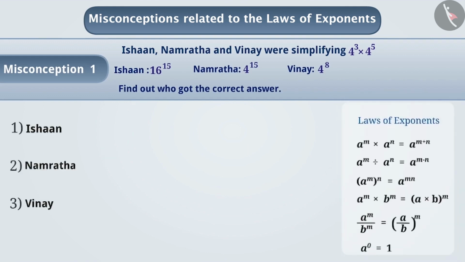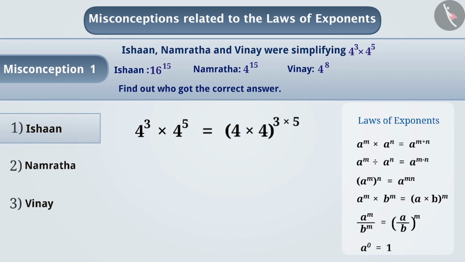Some children do not understand the laws of exponents properly. Due to this, they get the wrong answer. Like here, Ishan multiplied the bases to simplify 4^3 × 4^5 and also multiplied the exponents. Due to this, he got 16^15, which is the wrong answer.